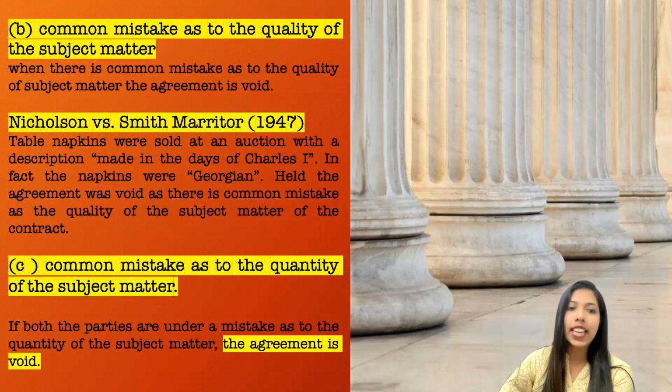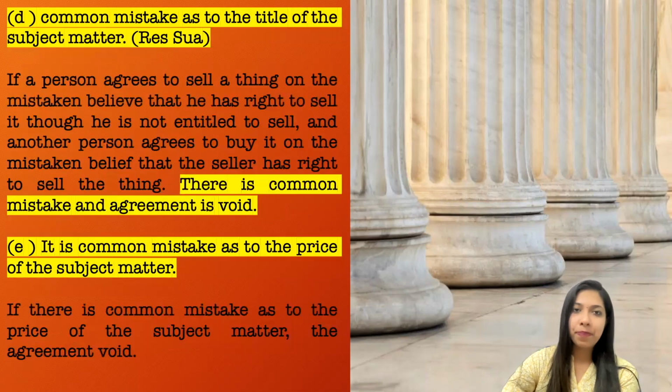The next category is common mistake as to the quantity of the subject matter. Once both the parties A and B have a common mistake when it comes to the quantity of the subject matter, the agreement will be treated as void in nature.